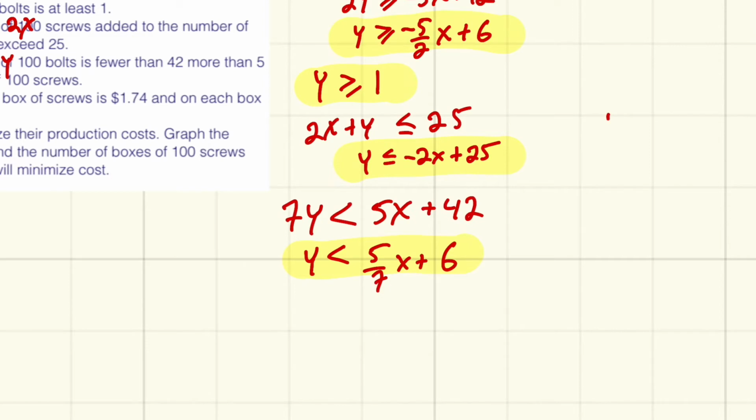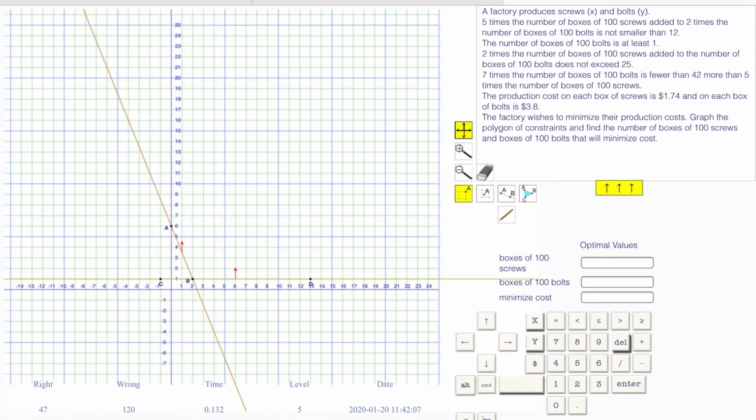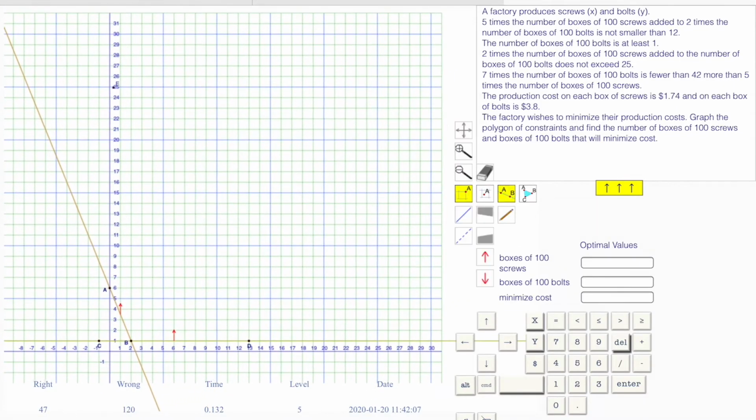Negative 2x plus 25, so the b value is 25 and the slope is negative 2. The delta y is negative 2, the delta x is just 1. I want to find my 25 as my b, and there's 25. The slope is negative 2 over 1, so I'm going to go over 1 with the x and down 2 with the y's, like that. It's less than or equal to, so it's a solid line, and we are shading below. I'm just going to drag this arrow down here.